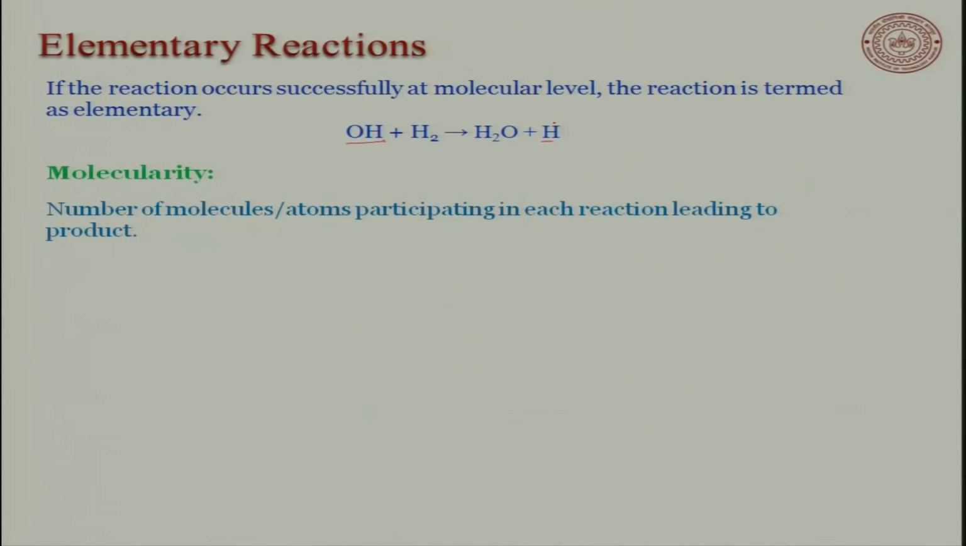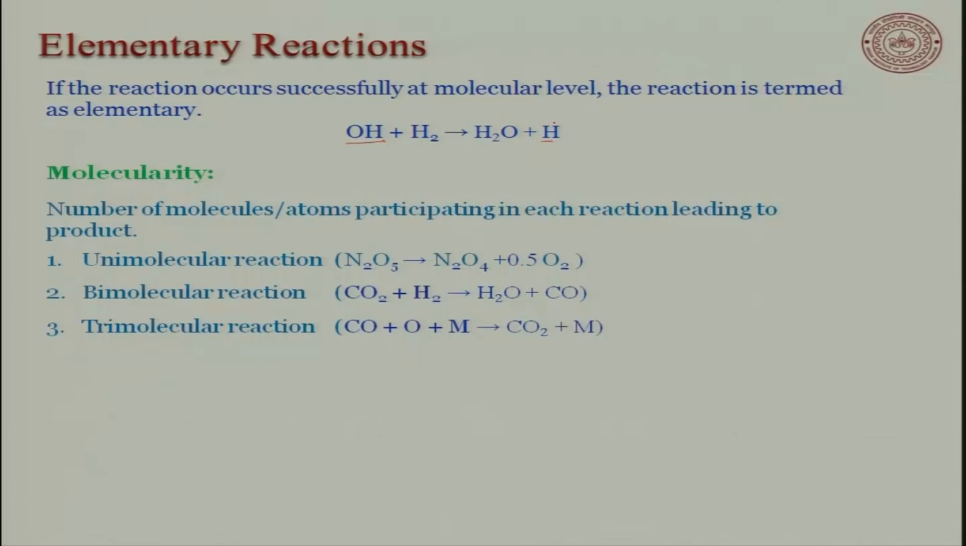And let us consider some reactions, which are unimolecular, for example, N2O5 decomposing into N2O4 and oxygen. In this case the molecularity for this reaction is only 1, that is why you call it unimolecular. And bimolecular reactions, if you consider CO2 reacting with hydrogen going to water and carbon monoxide, the two molecules are participating leading to a product. So, therefore, we are calling it bimolecular. Trimolecular, of course, 3 molecules will be reacting to give a product, right.